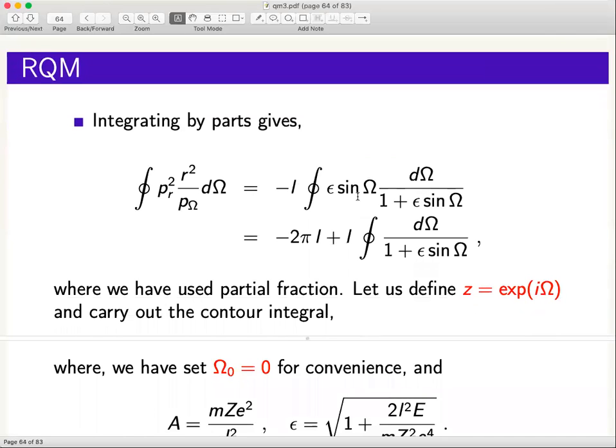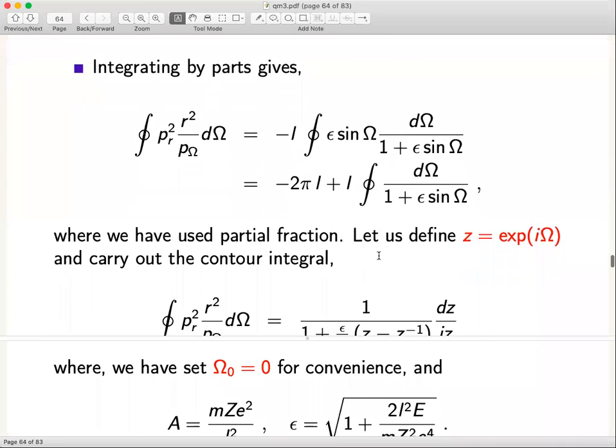Fine. So after that, we just do partial fraction. That means we just write this as 1 plus epsilon sine omega minus 1, and 1 plus epsilon sine omega gives you this factor, and minus 1 gives you this factor. That is the usual partial fraction thing.